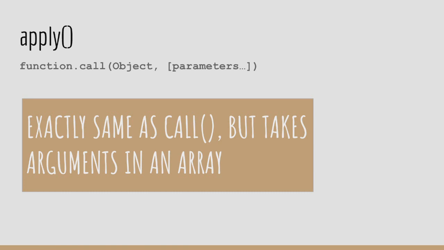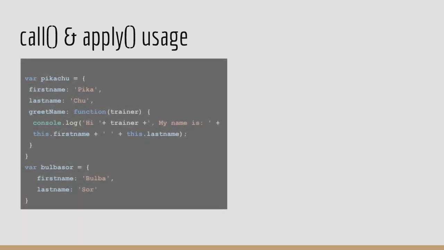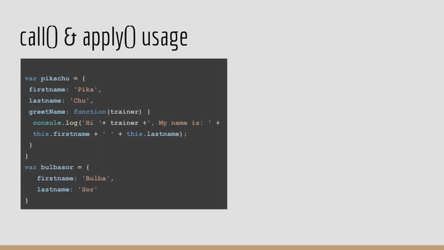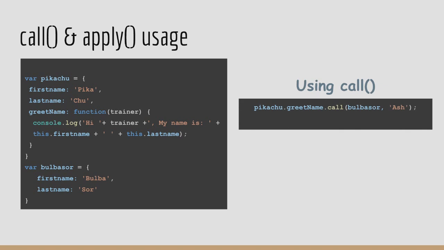Here's an example that will help us understand about the functioning of call and apply. We have a Pikachu object which has a first name and a last name property and a greet name method. We also have a Bulbasaur object which only has the properties and no method. How can we make the greet name method to be called on the Bulbasaur object? It's pretty easy using call and apply. We first get a reference to the Pikachu.greetName, do a dot call on it, and then pass Bulbasaur as the first parameter and Ash as the second.